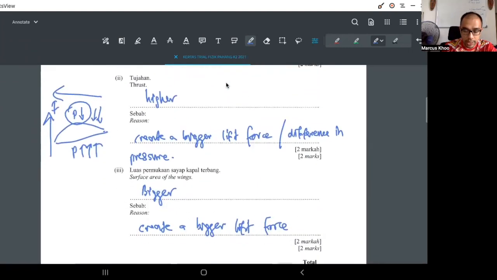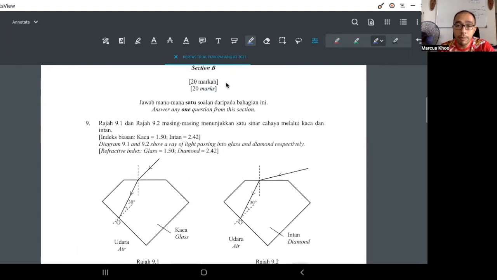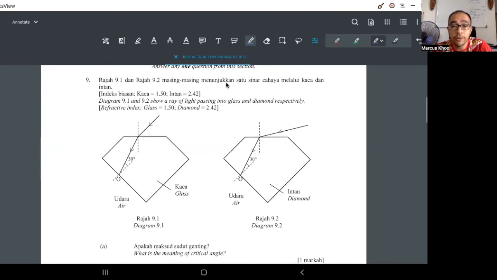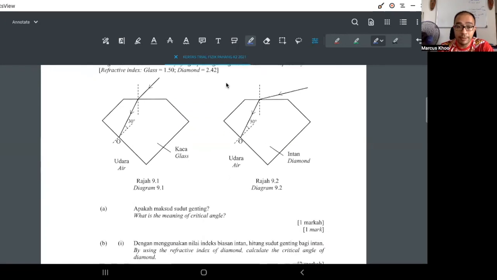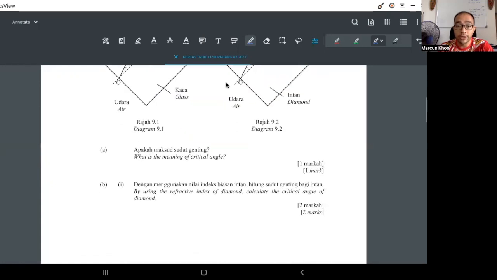Let's move on to section B. I think I remember discussing a similar question like this before, either in the Kelantan module, I don't know when, or in our class. But anyway, let's take a look at this. So diagram 9.1, 9.2 show a ray of light passing into glass and diamond respectively. So you're given the refractive index. Okay, so what is the meaning of the critical angle?